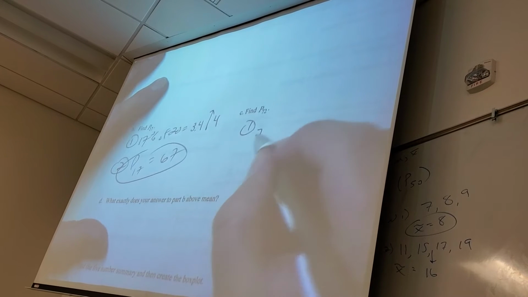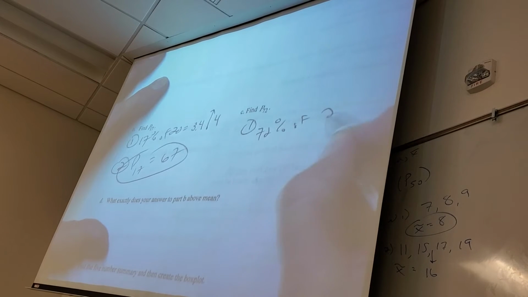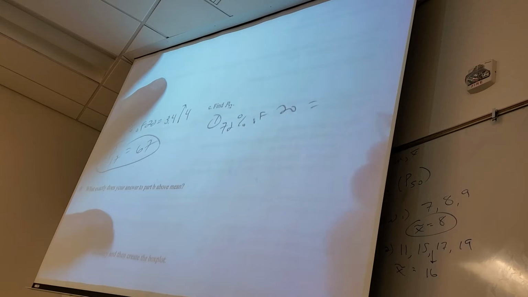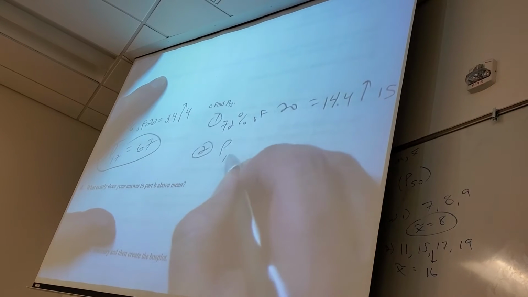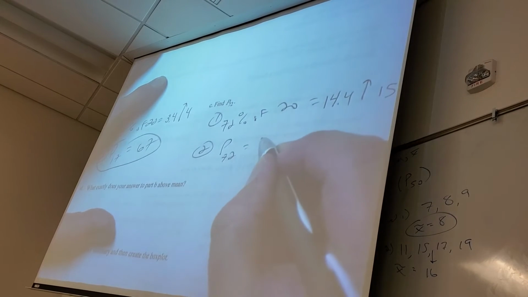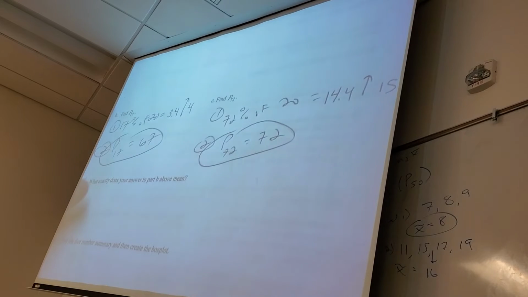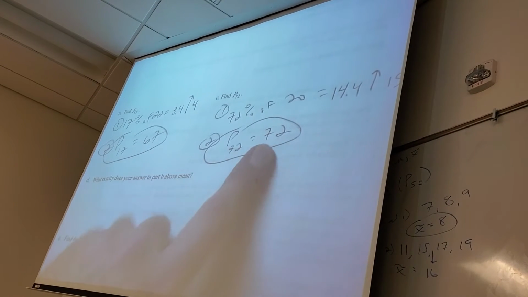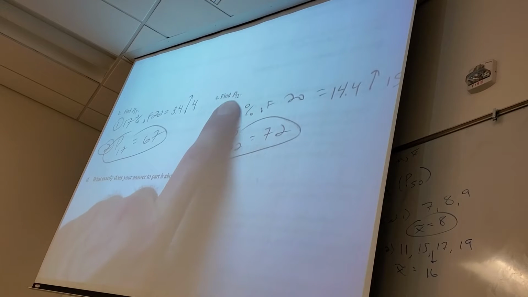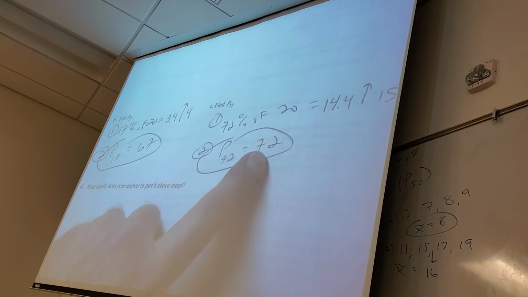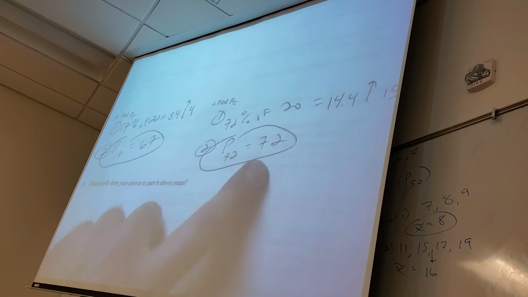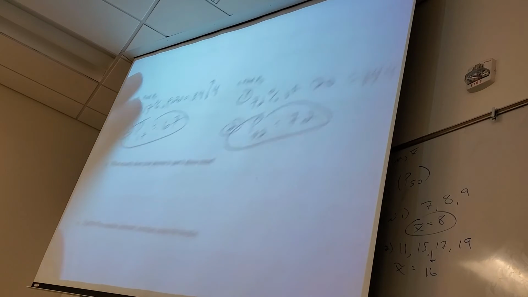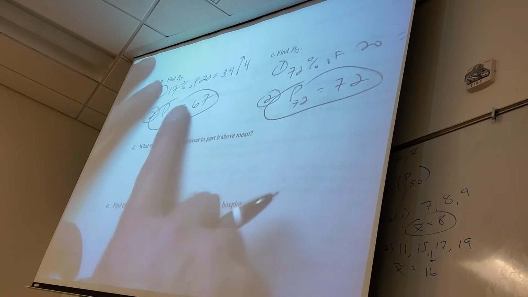P72, 72% of 20. 14.4. Cool. So the 15th number is 72. Good guess. And that means that, oh, that's interesting. I didn't really do that on purpose. 72% of the fathers had a height less than 72 inches. So coincidence there, right? What does part B mean?